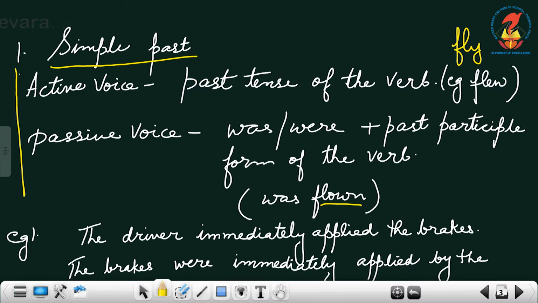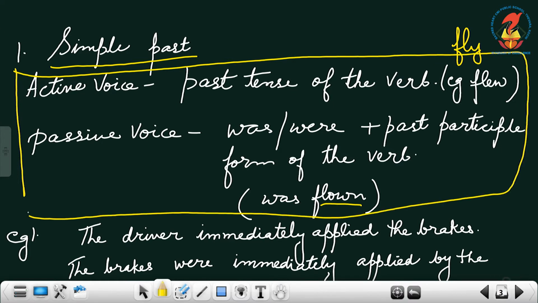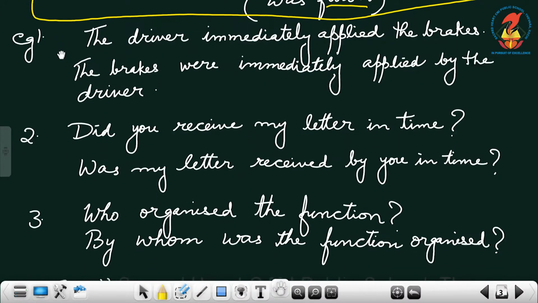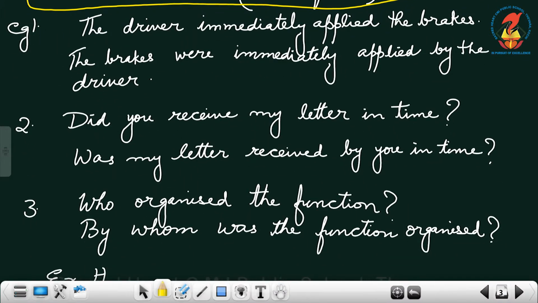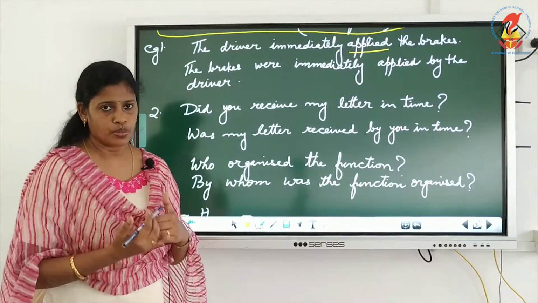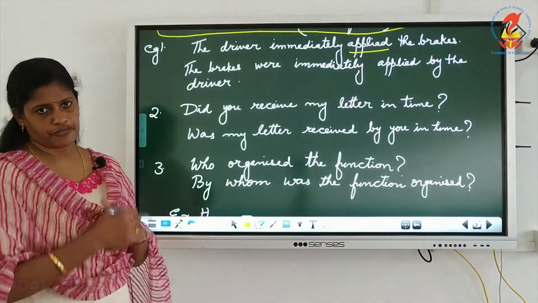So this is the rule which you should know in simple past tense, that is you add was or were and you use the past participle form of the given verb. Let's do it with one or two examples. Now let's see the first example given here. The first example is the driver immediately applied the brakes. This is the past tense. Applied the brakes. So what does the rule say? We have to add was or were plus the past participle form of the verb.